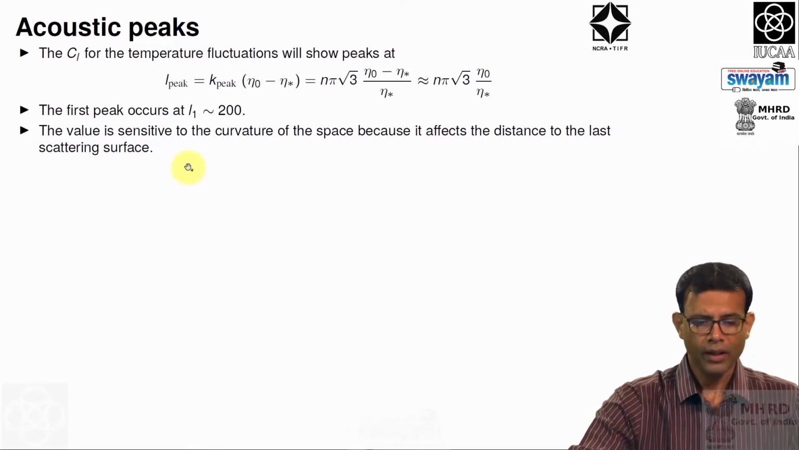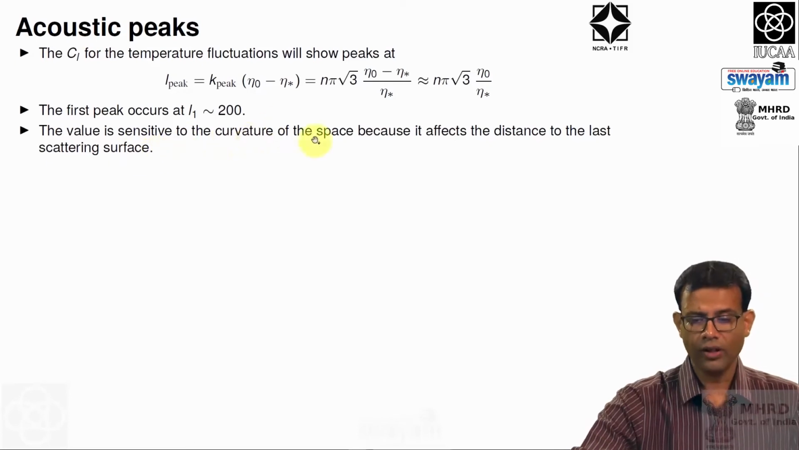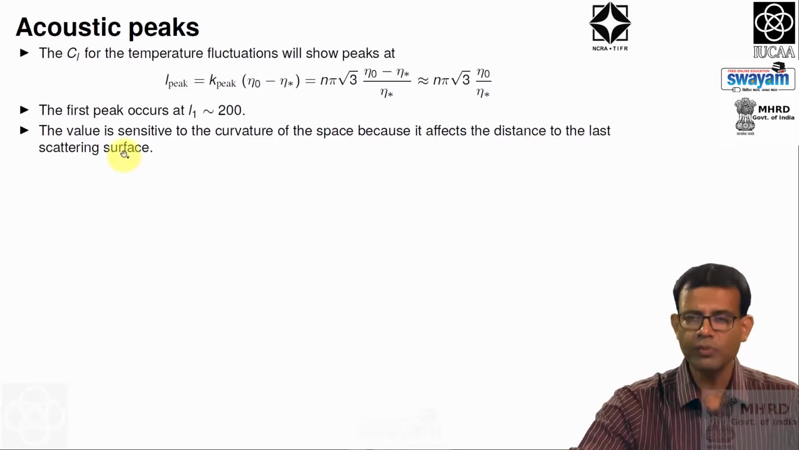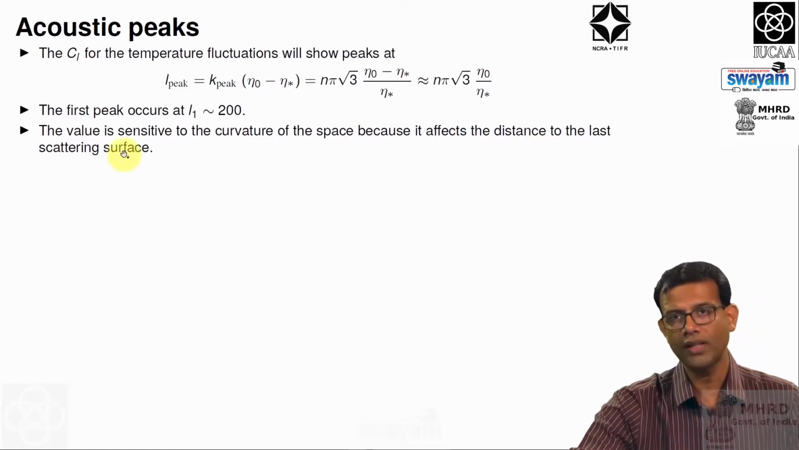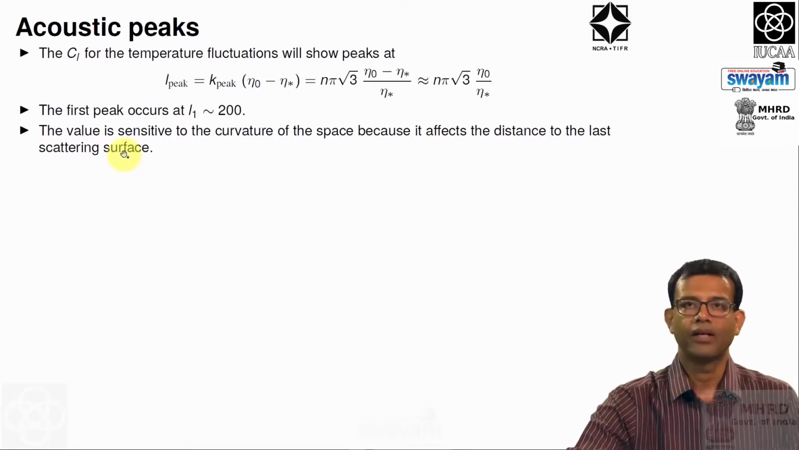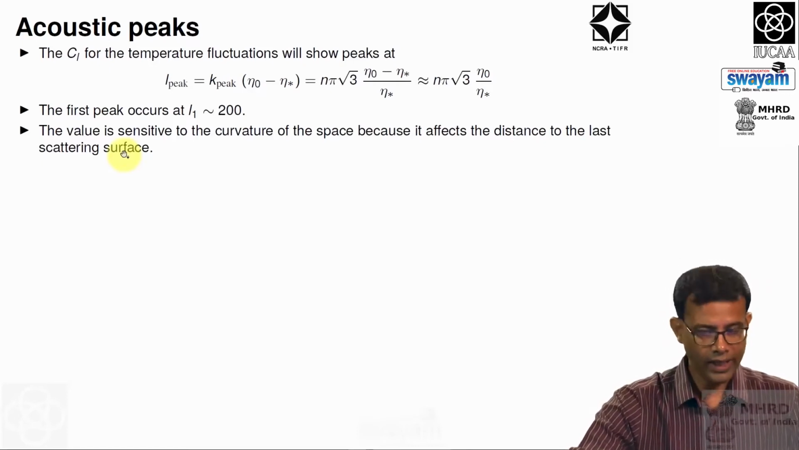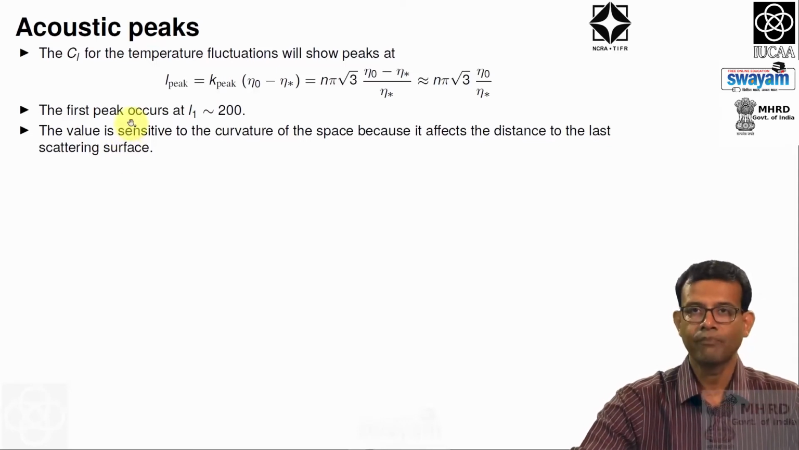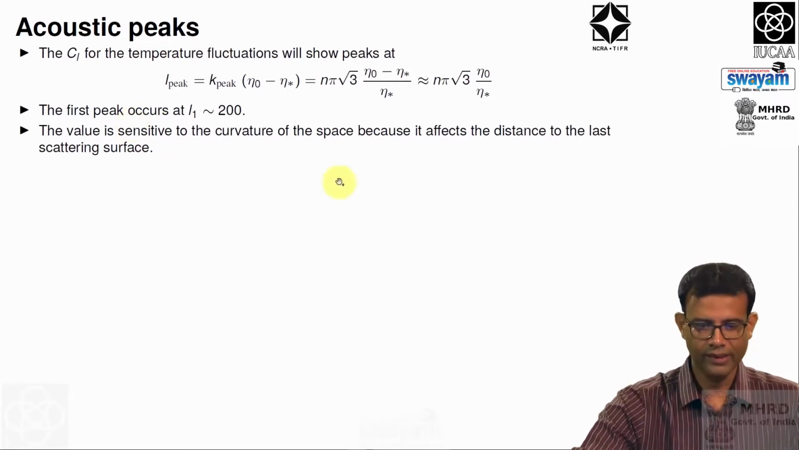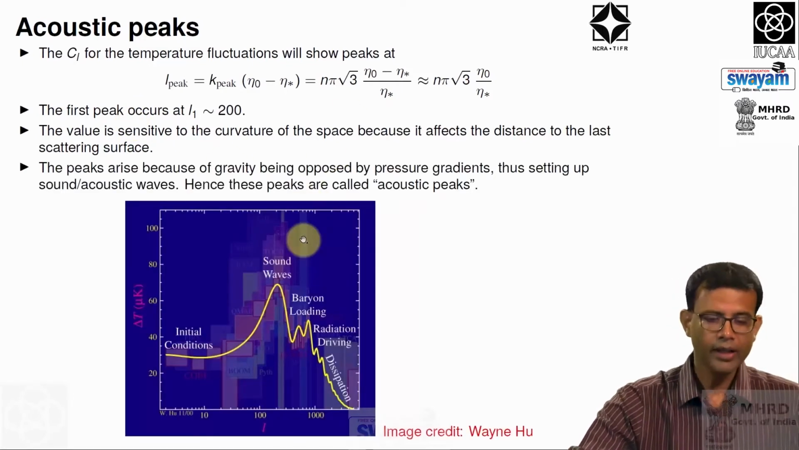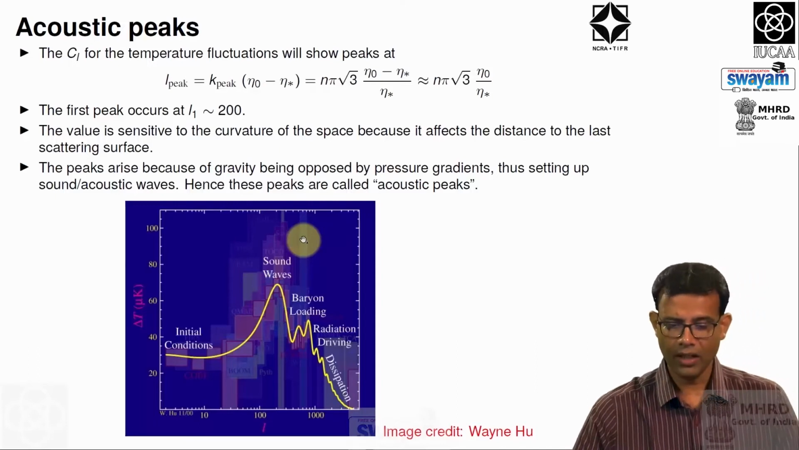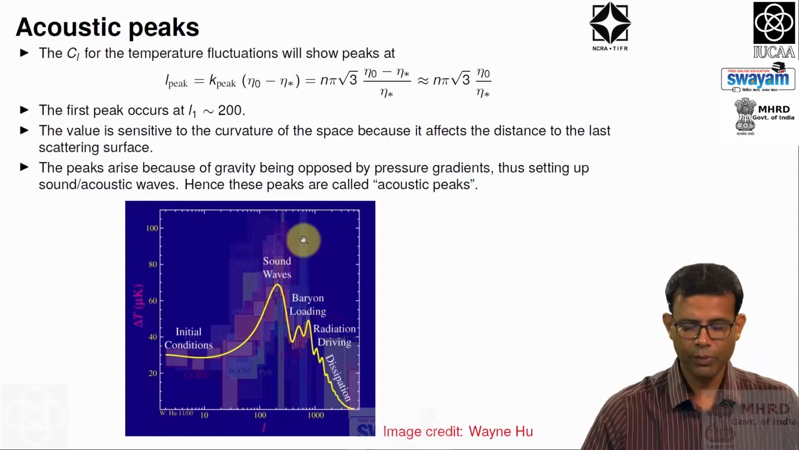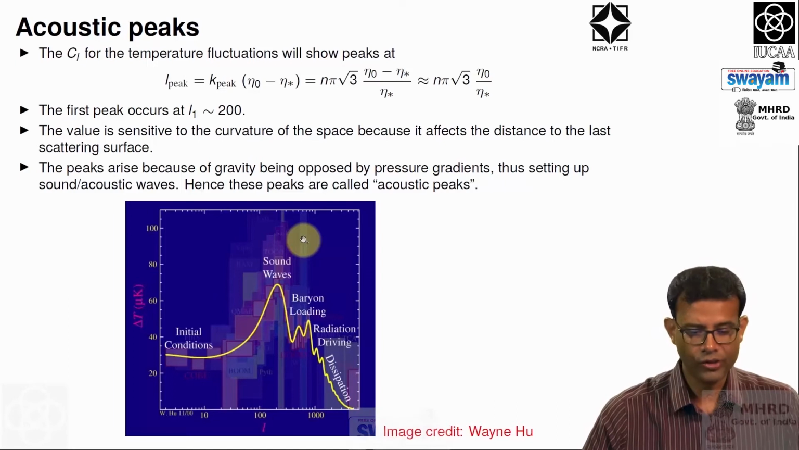Actually, this value is sensitive to the curvature of the space, because that will affect the distance to the last scattering surface. To be very precise, it will affect the relation between the angular scale and the linear scale or the length scale. Again, when we were discussing the angular diameter distance, we talked about these things in slightly more detail. These peaks arise because of gravity being opposed by pressure gradients, which basically sets up these sound or acoustic waves. So, these peaks are called acoustic peaks.